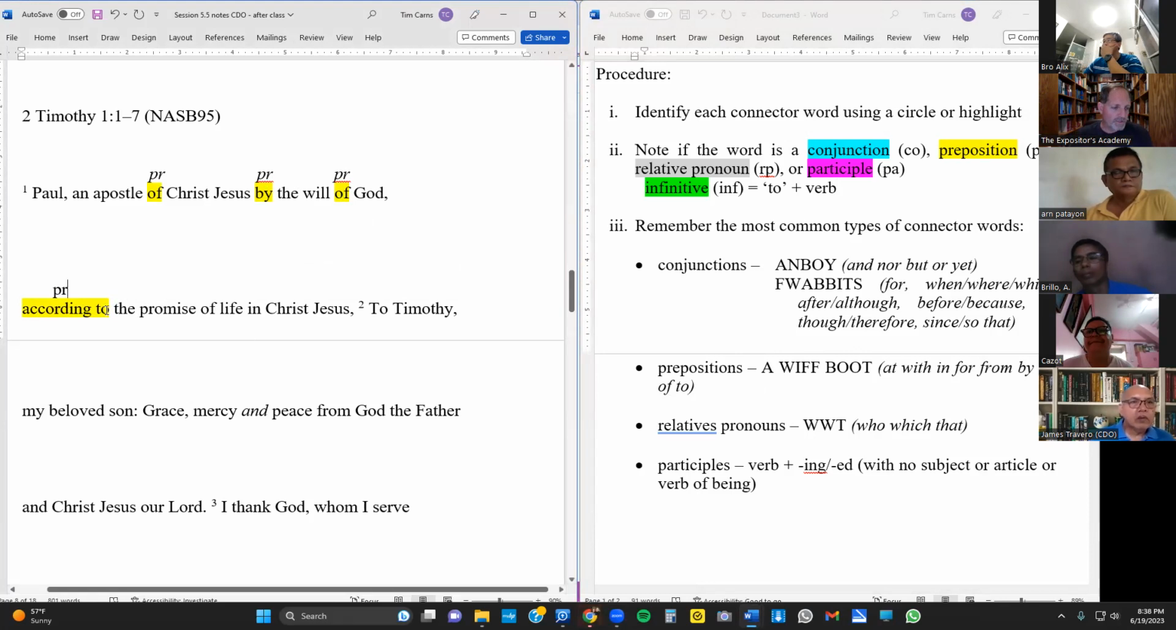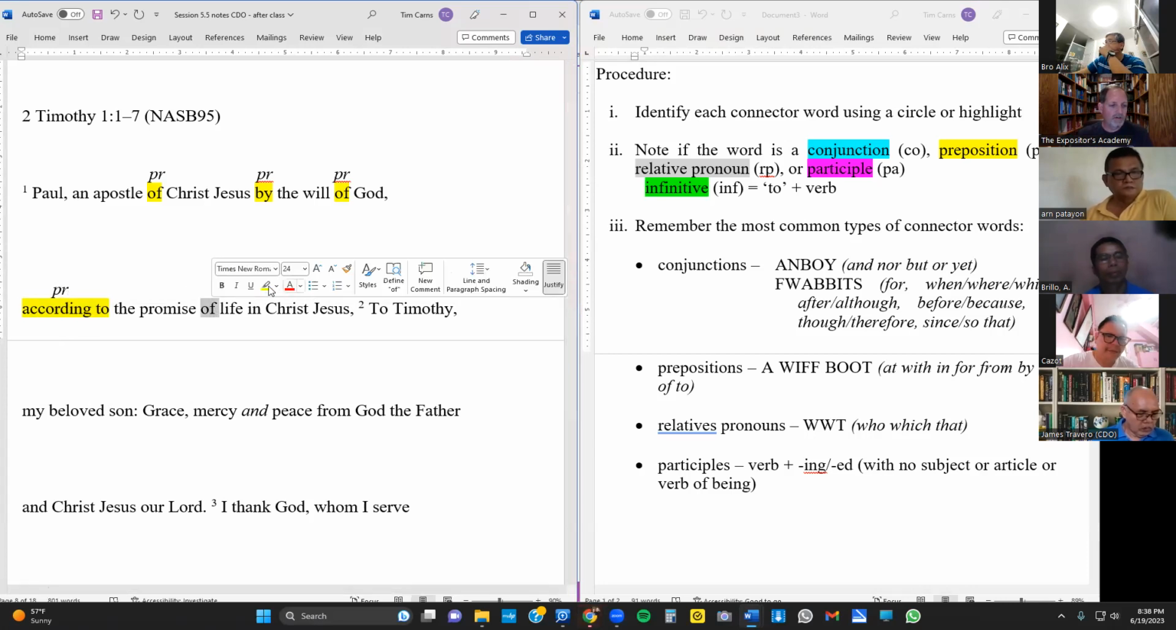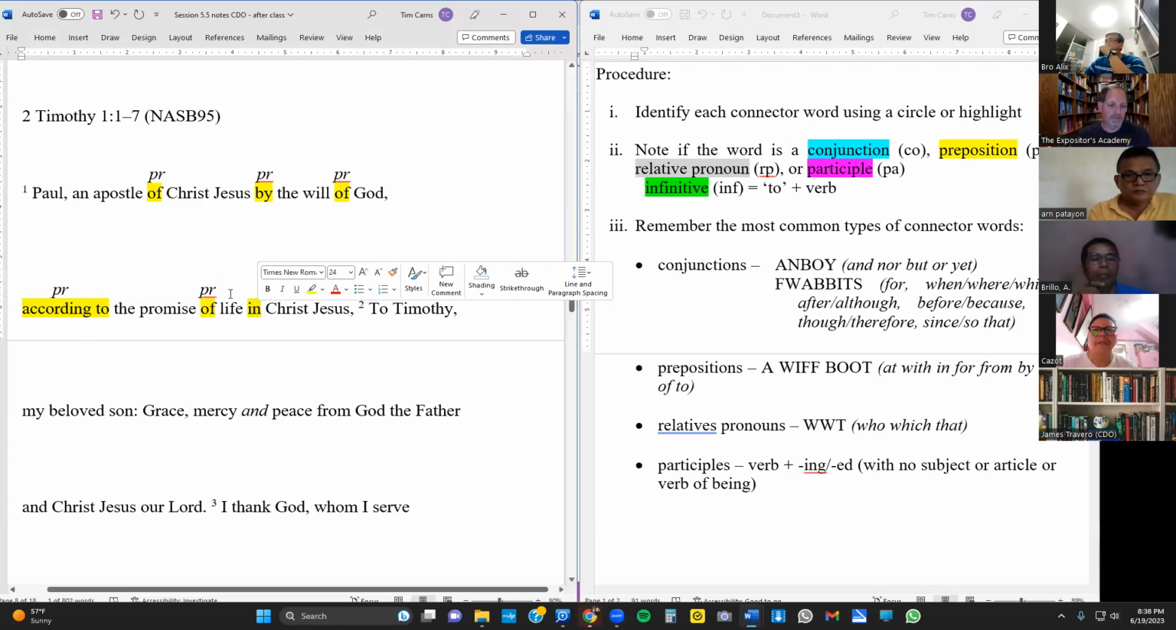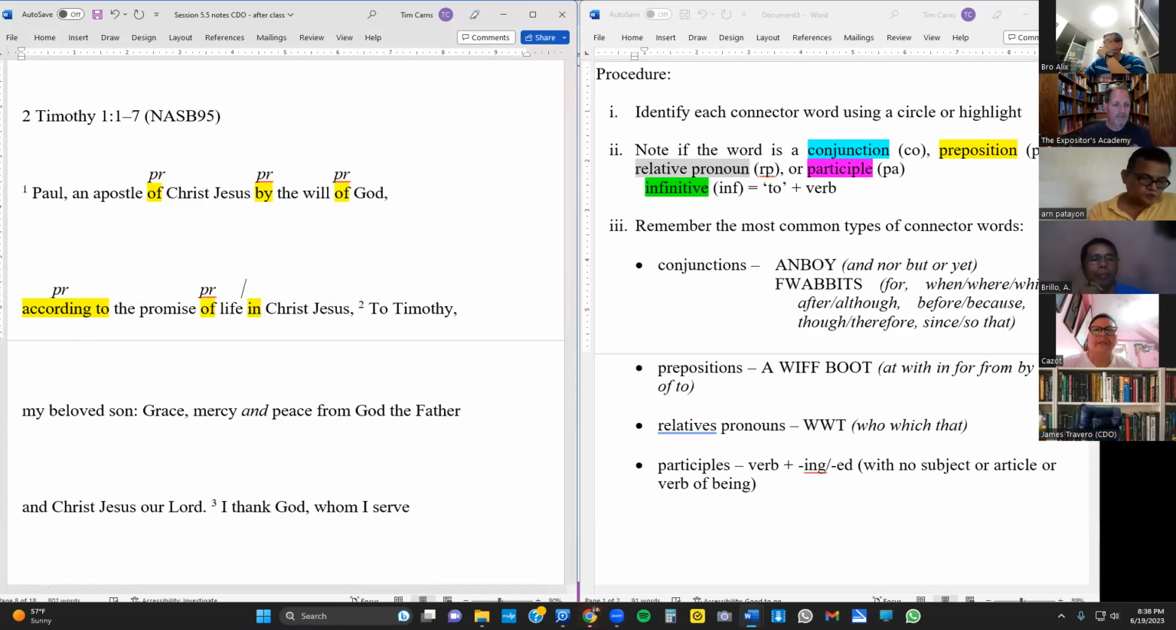So you see the word "to" there. That's normally a preposition, but in this case, "according to" is one of those special prepositions that's more than one word. It's actually two words here. And so I put PR over the top of it, and then another preposition, "of." So I'm going to put PR over that to indicate another preposition. And then finally, "in Christ Jesus," another preposition. So I'll highlight it in yellow and put PR.